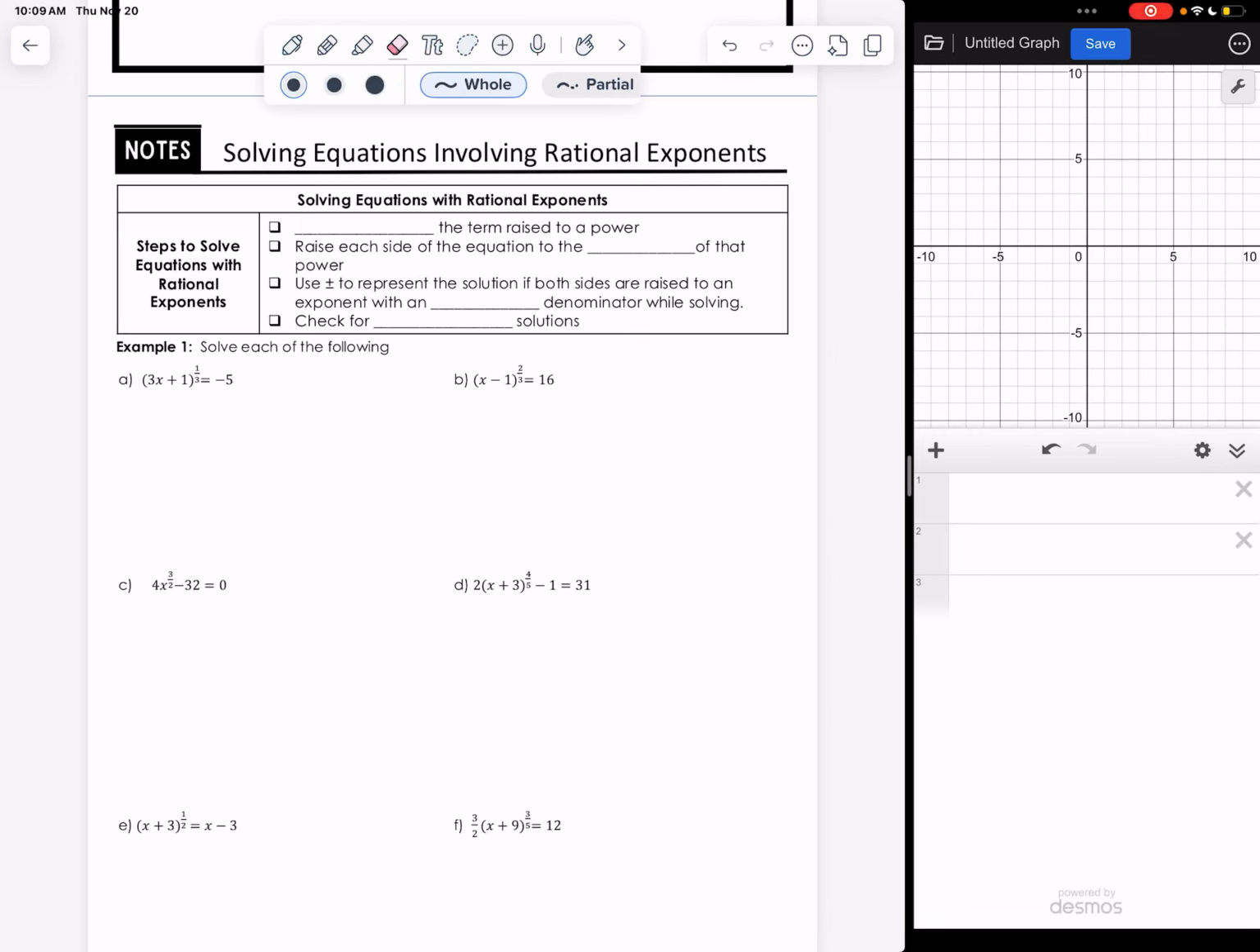Hello, and welcome to another lesson from Level 11 Mathematics. In today's lesson, we will be solving equations involving rational exponents. Now, before we start that process, let's look at a few steps.